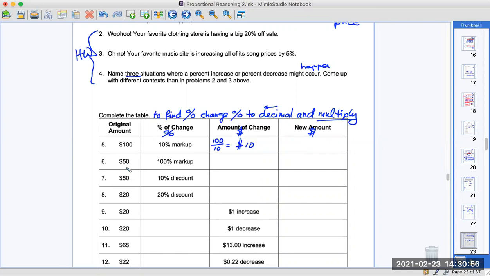Okay, $50 and it's 100% markup. Oh, first of all, we got to finish here. So it's a markup. That means you add 10. So you have 100 plus 10 gives you your new amount, $110. So first we found the percent, which is this, and then we have to add it, if it's a markup, to the original amount.